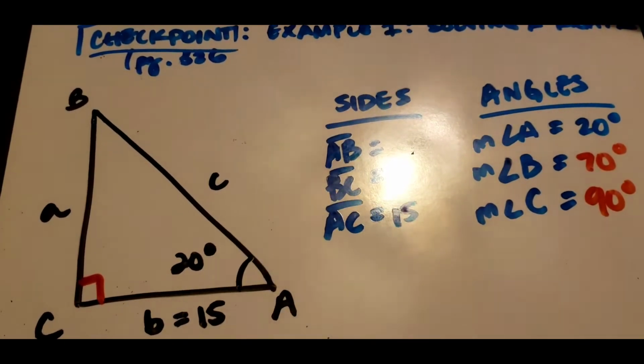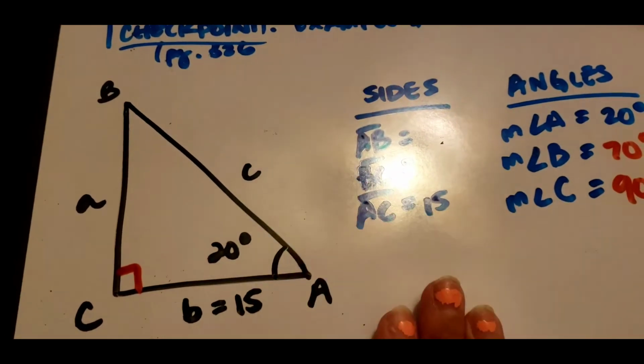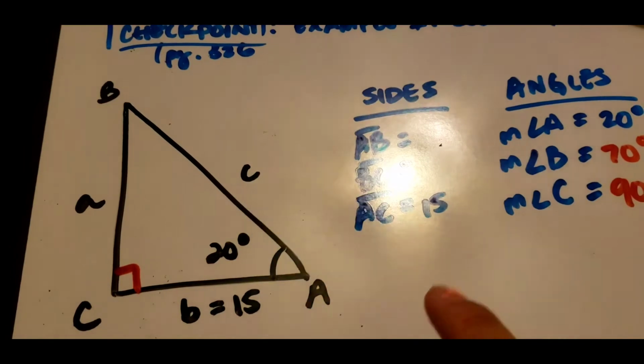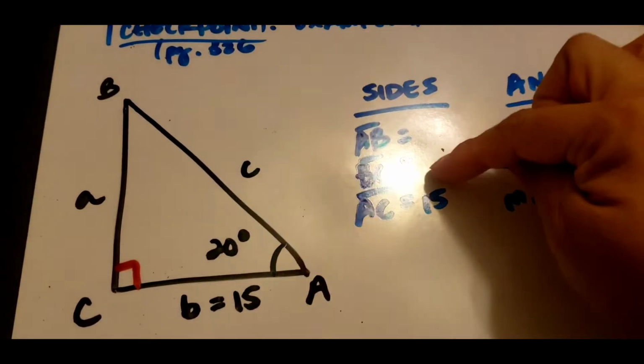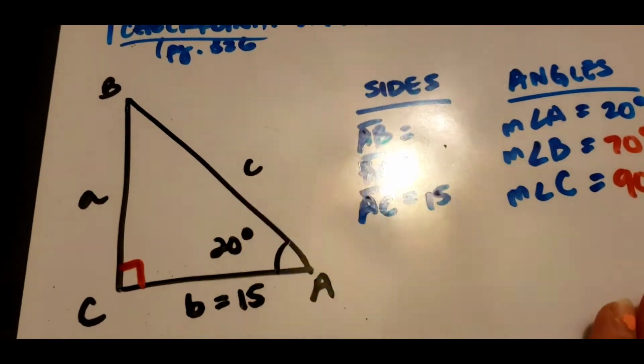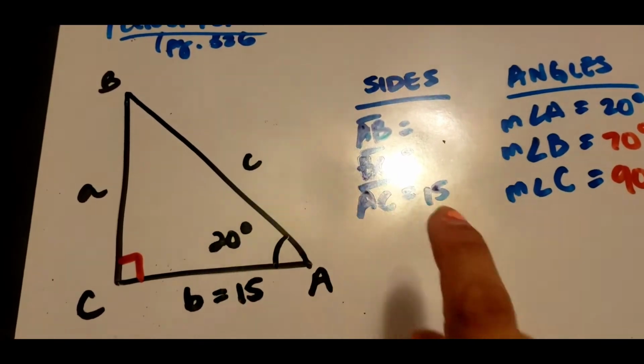Now for the sides, you're going to stick to trigonometry, because whenever you have 2 missing sides, you want to go with trig. You can also use the Pythagorean theorem, but you can only use it if you have 1 missing side.